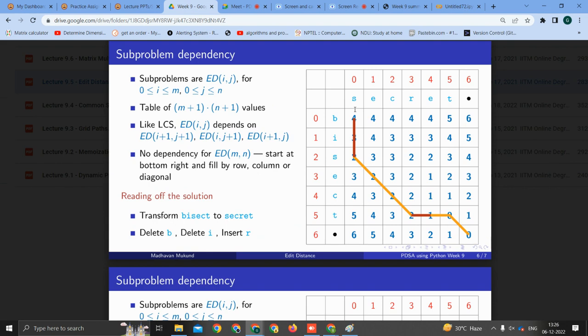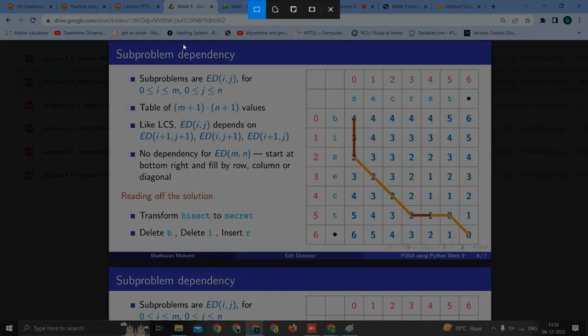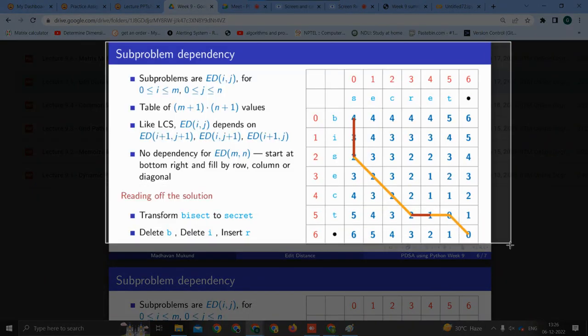One more thing I need to tell you is, if you're traveling from top to bottom, I'll let you know how to make it delete or insert or whatever it is, what operation to perform.